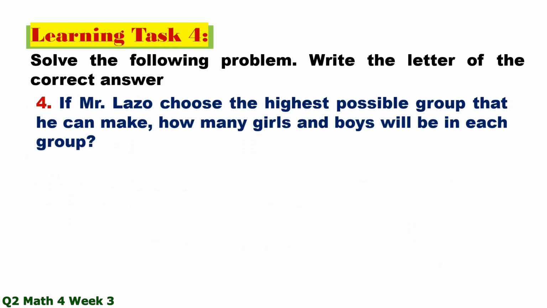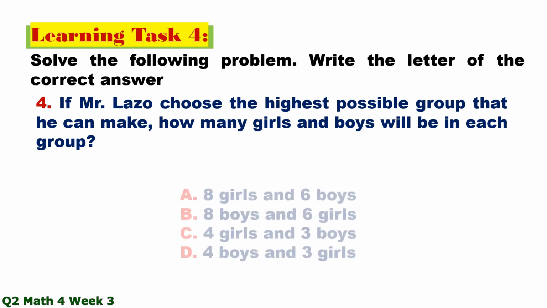Number 4. If Mr. Lasso chose the highest possible group that he can make, how many girls and boys will be in each group?